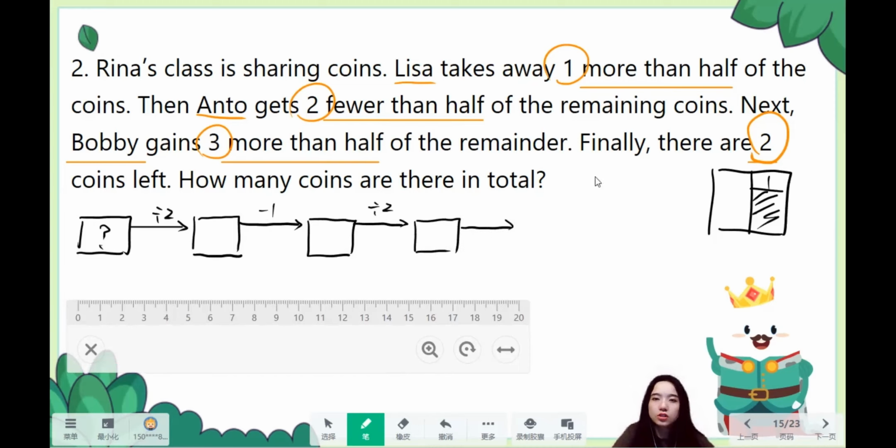Then it should be 10 fewer than. In other words, he didn't take so much. Let's give the 2 coins back. Next, it should be Bobby.